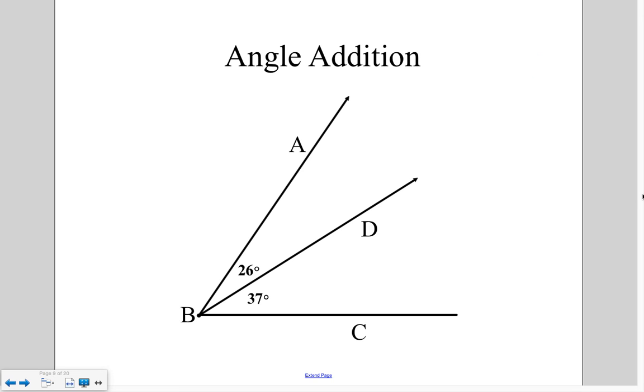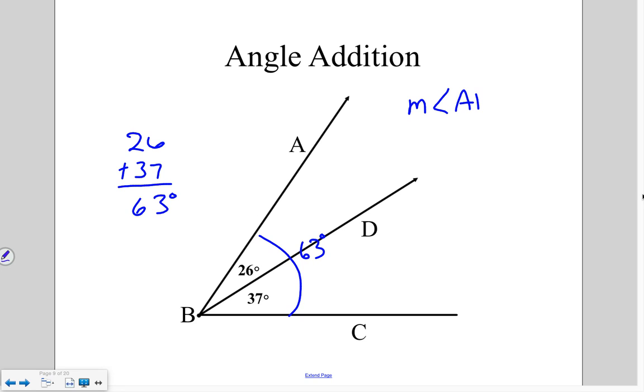So here we have 2 angle measures, 26 degrees and 37 degrees. We can add those together. 63 degrees. So the measure, this is how we write it, the measure of angle ABC equals 63 degrees.